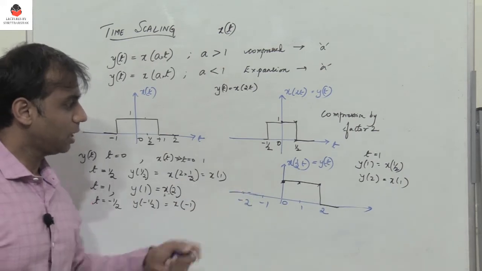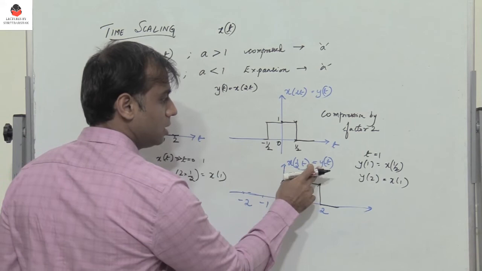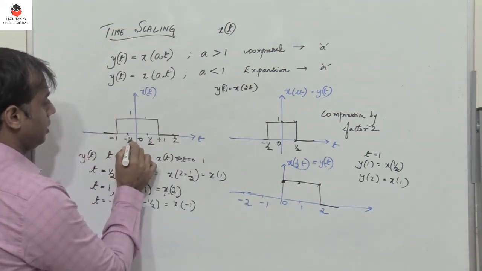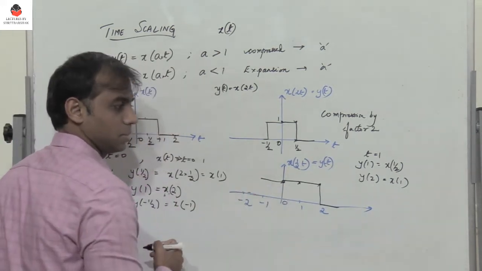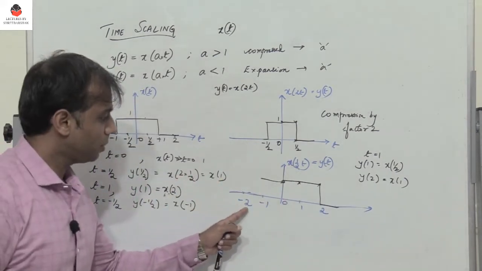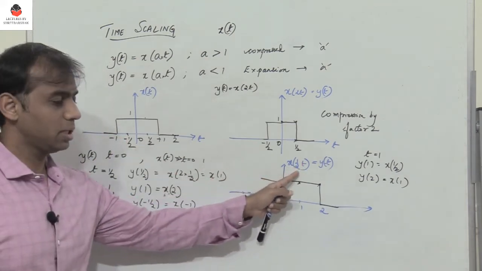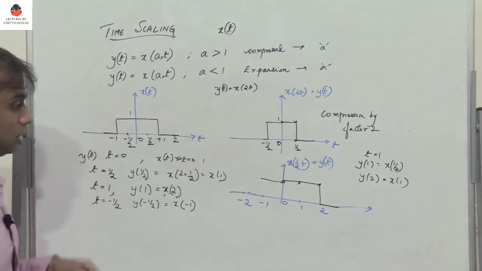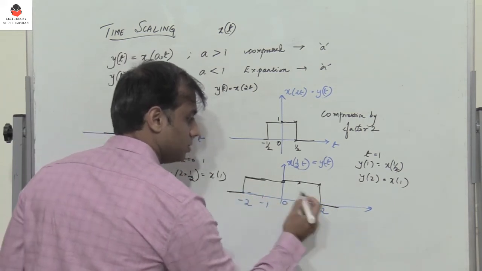So for t equal to minus 1, I get x of minus half, right? So y of minus 1 will be equal to x of minus half. At t equal to minus half, the value is 1. And then for t equal to minus 2, y of minus 2 is nothing but equal to x of minus 1, right? Minus 2 divided by 2 will give me x of minus 1. So at minus 1, the value of x of t is 1. So this will be 1. And then the signal becomes 0.